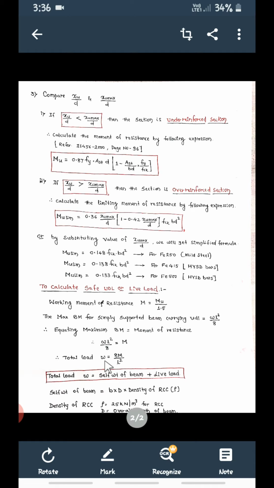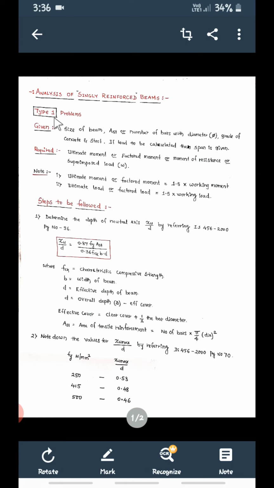If you want only live load excluding self weight, then self weight will be calculated like this. So total load minus self weight will be the required live load in the form of UDL. So this is the first type of problems. In first type problems, given data will be size of the beam, that is B and D, then area of steel, grade of concrete and steel, and we need to calculate the moment of resistance Mu or Mu limit depending upon the section. Then sometimes they will ask to calculate load also.